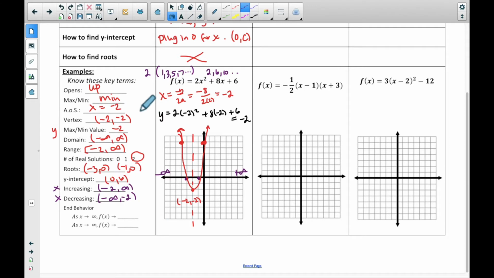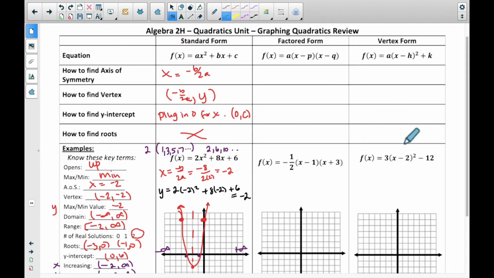The end behavior, since it's positive, it's opening up. Since it's opening up, both of these are going to be positive infinity. Okay, let's talk about factored form.